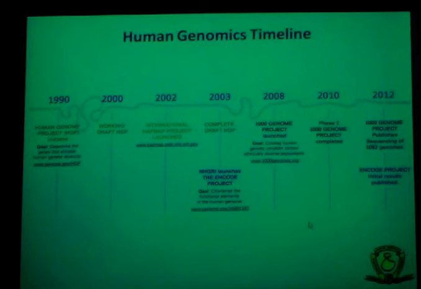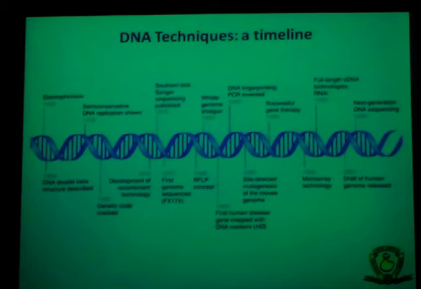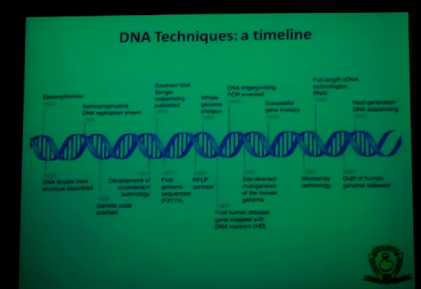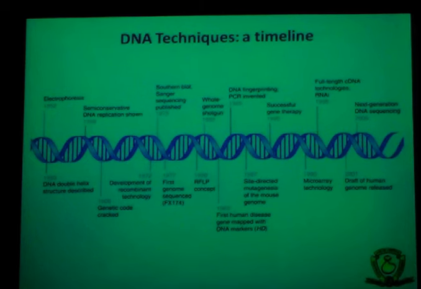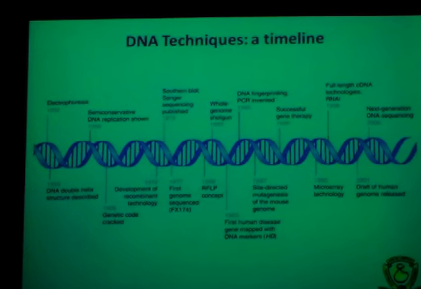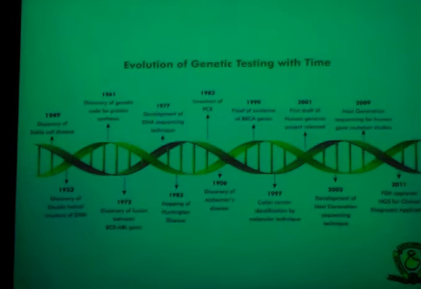Here is a timeline of how the Human Genome Project has evolved. But anyway, I will send you the presentation, so this is only for academic interest. And then the techniques that were useful in coming to this stage, like development of polymerase chain reaction techniques, Southern blotting techniques, sequencing technique, and so on. This also you will get as slides, so you can read about it.